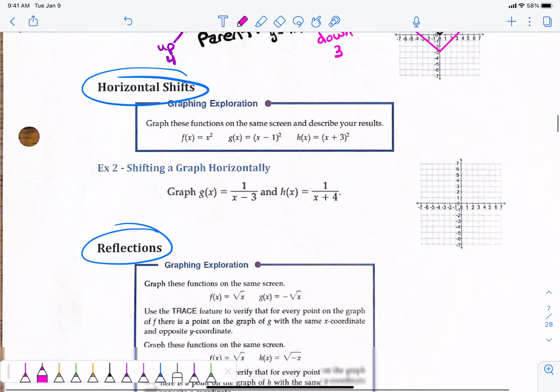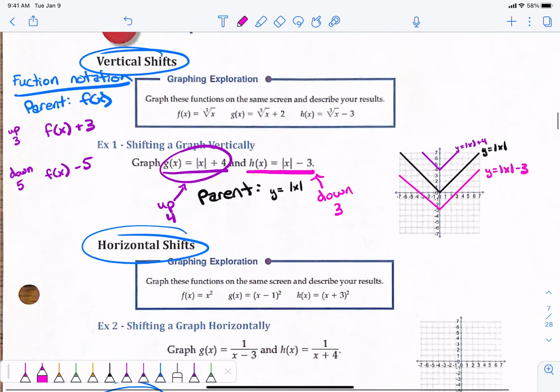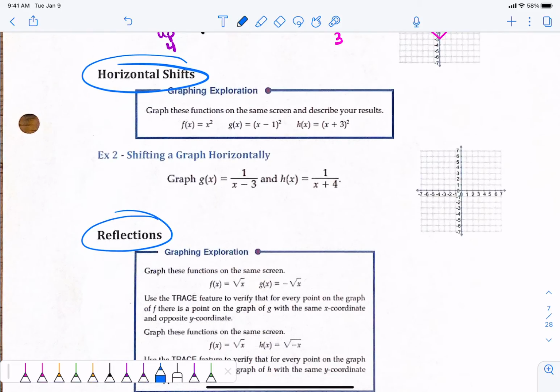Okay, now horizontal shifts. Let's talk about the function notation for horizontal shifts. Okay, this is function notation.